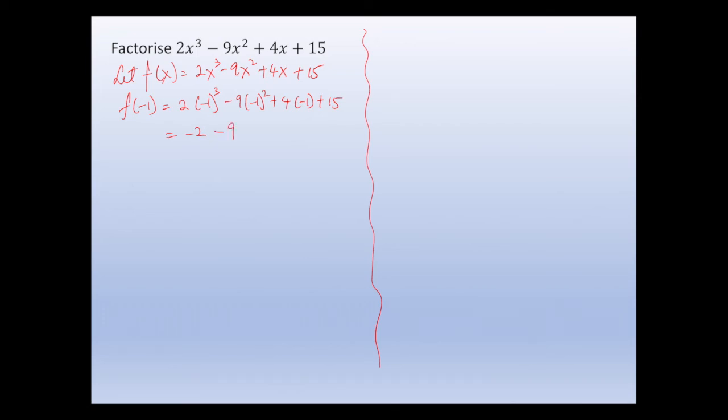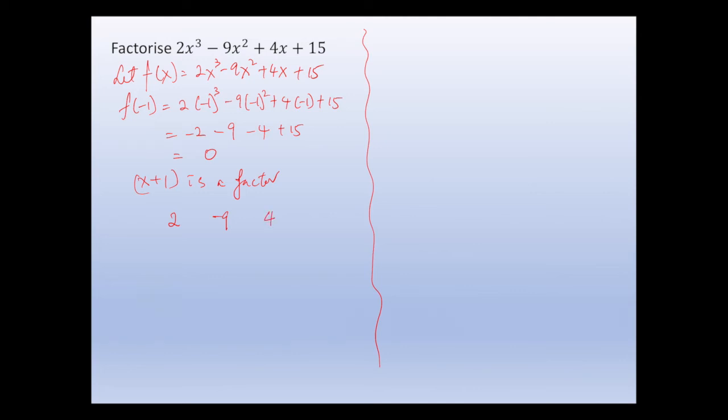Alright, minus 1 cubed is minus 1, 2 times minus 1 is minus 2. Minus 1 squared is 1, 1 times minus 9 is minus 9. Minus 1 times 4 is minus 4 plus 15. And you can see that this becomes 0. Therefore, x plus 1 is a factor.